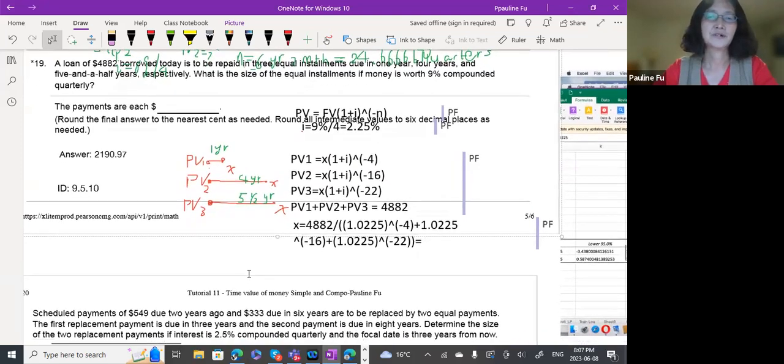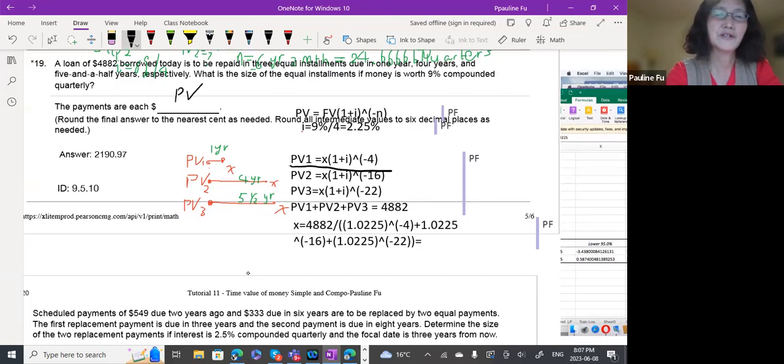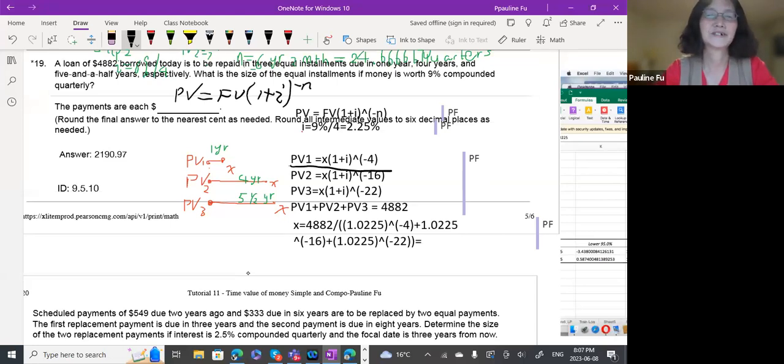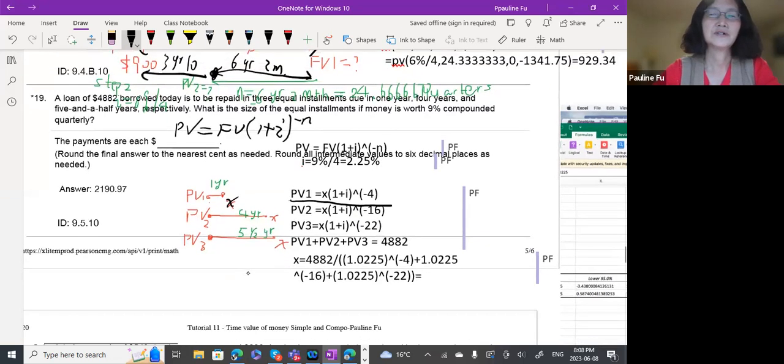Okay, so let's figure out what PV1 is. PV1 is the present value from 1 year. The general formula is PV equal to FV times 1 plus i raised to power negative n. Future value is X, 1 plus i raised to power n, where n is -4. Why -4? 1 year has 4 quarters. Interest is compounded quarterly.